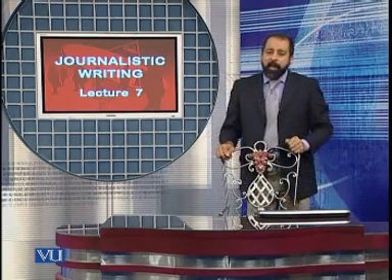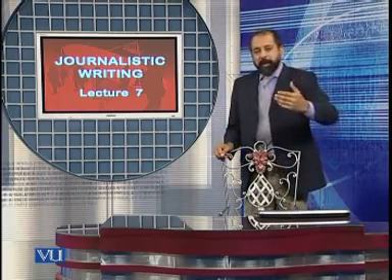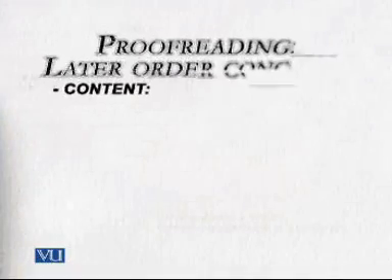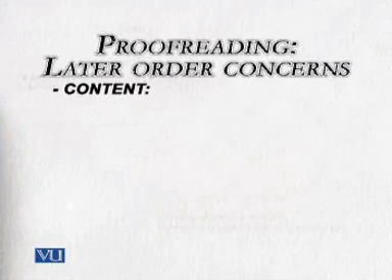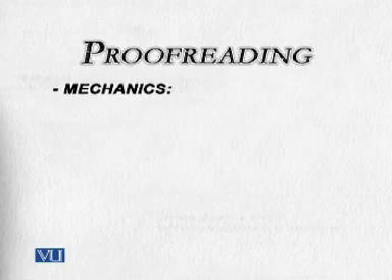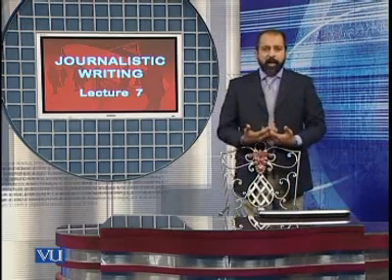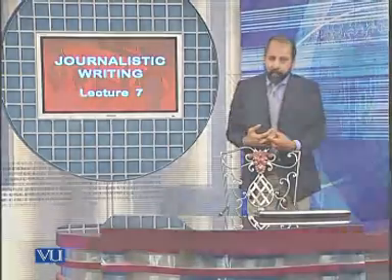First at word level. Now I have jotted down some very important points, what to proofread and how to proofread, and I'll present them before you. You can see on your screen that you have to proofread content, you have to proofread format, and you're going to proofread mechanics. Three things. Number 1, content. Number 2, the format. And number 3, mechanics. Let's take a look at how to proofread the content.